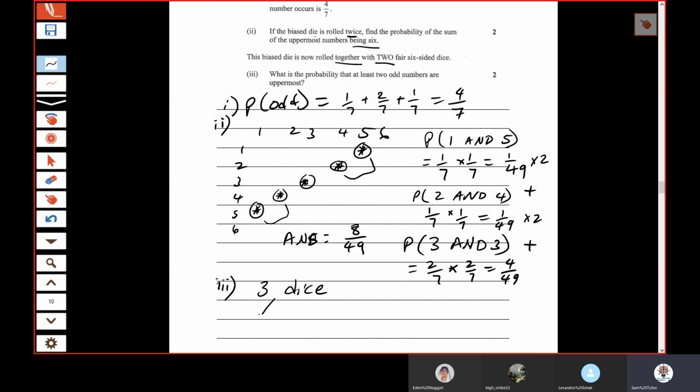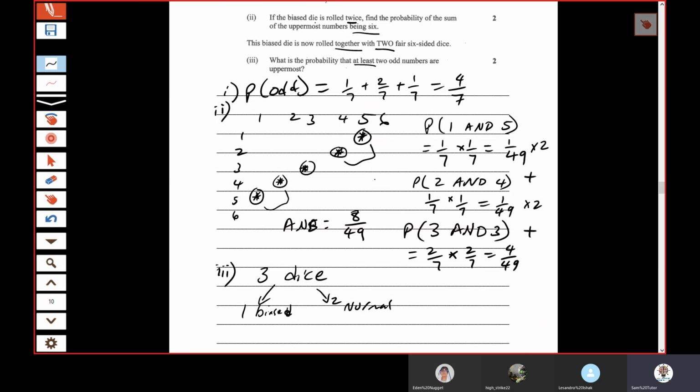We've got, let's say, one biased and two normal. What is the probability that at least two odd numbers are uppermost? Two odd numbers are uppermost, so that means at least two odd numbers, because you could have got three odd numbers. You could have got odd, odd, and odd. Okay, all right. So you could have got odd, odd, and then an even number.